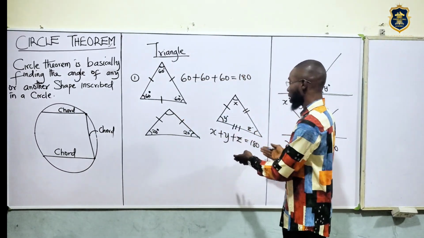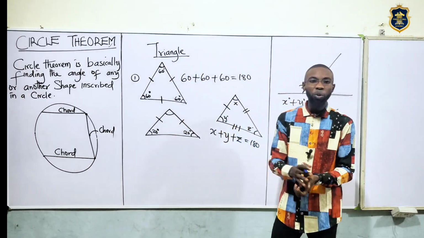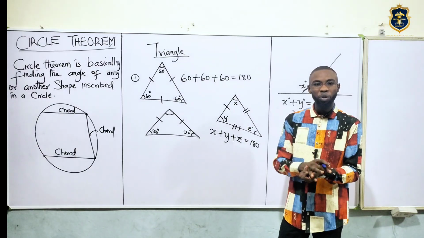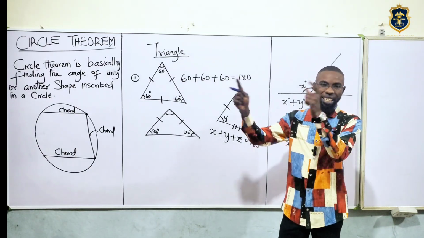If we have these two things and we know what a chord is, we can simply go to theorem number 1 and theorem number 2, which I'll be showing you shortly in the next video, in the next slide.